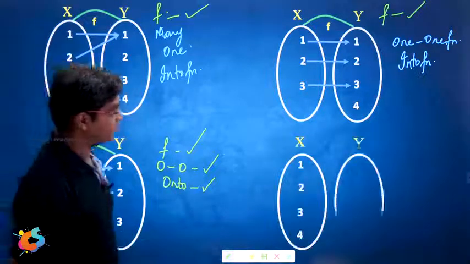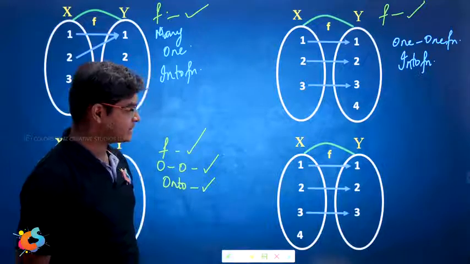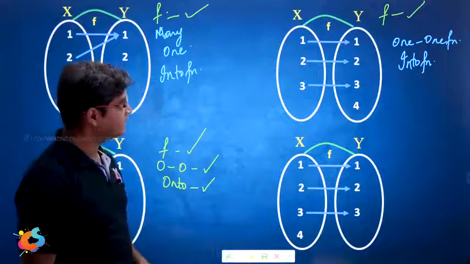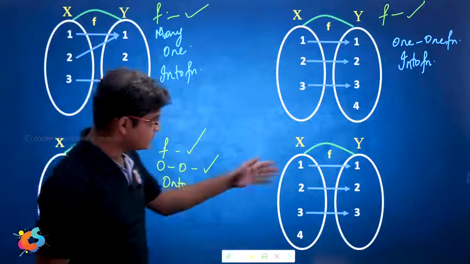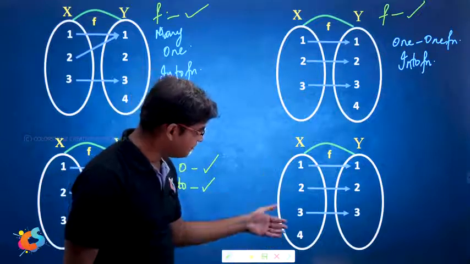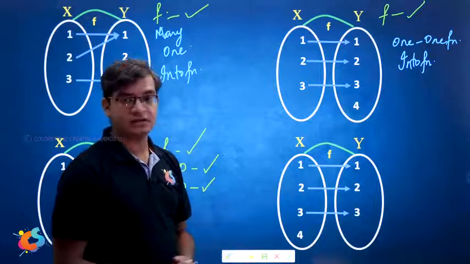Let us take the next one. Under f, the mapping is like this. Let us see if this is one-one or many-one, onto or into. Before that, is this a function? This is not a function because there are some elements in the domain for which there is no arrow coming out. So that is not a function.